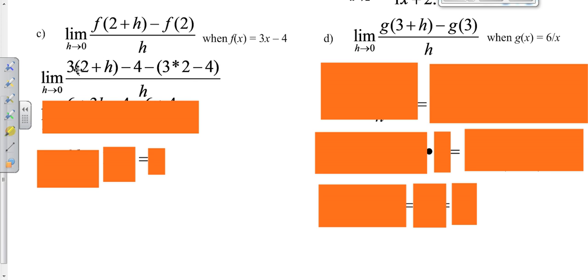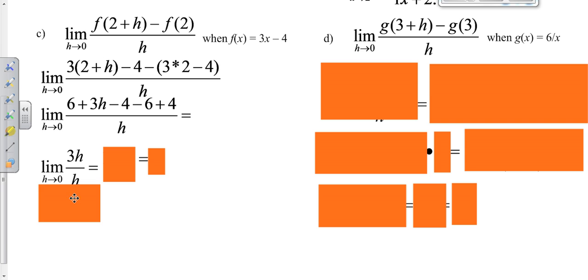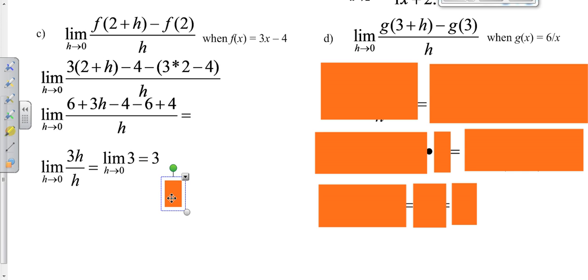So this does simplify. We can get rid of the parentheses on the top, distribute through our 3. Distribute through the negative here. You'll notice on top the 6's drop, the 4's drop. So all we're left with is a 3h. Over h, well, h over h, that drops. So now we have the limit as h approaches 0 of 3. Well, as h gets really, really close to 0, it has no effect on our 3 because there's no h around. So we just get 3.